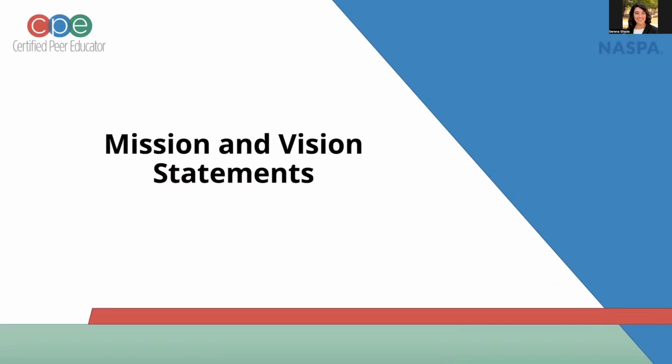So now we're going to talk about mission and vision statements. Each group should establish a mission and vision statement that guide members as they work towards achieving their objectives. Our organization does have a mission and vision statement in RISE. To read it to you all, we actually have a vision, mission, and purpose.